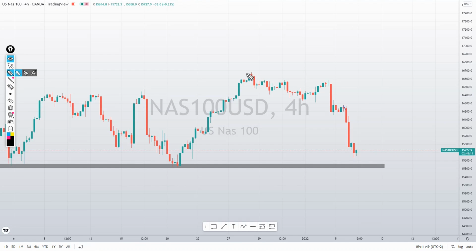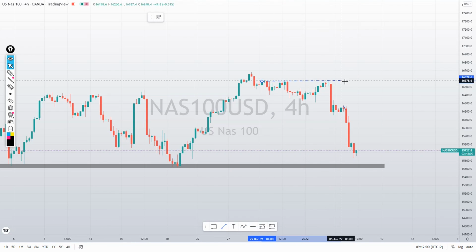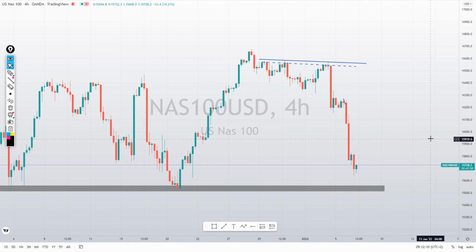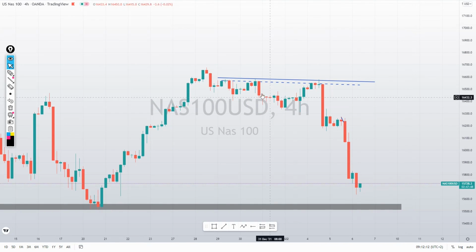Here it was something like this, or let me just draw that perfectly. It's something like this. So from that, the market really respected that resistance. From now on, you should understand that NASDAQ really respects these areas, guys.